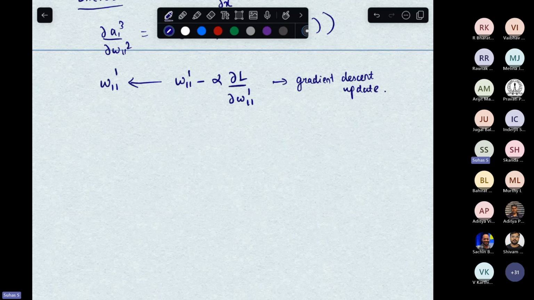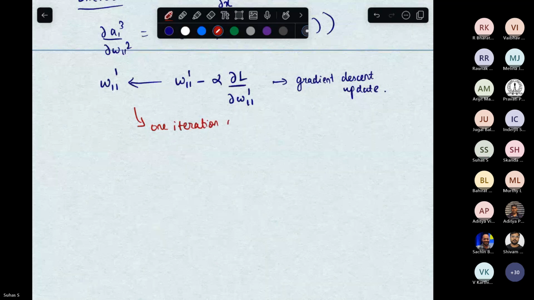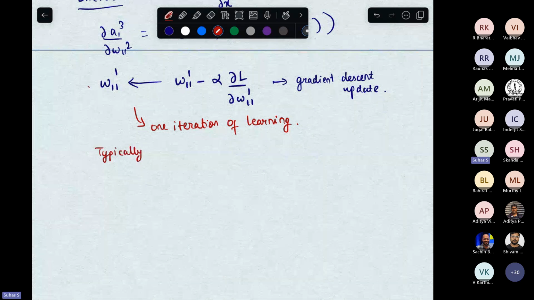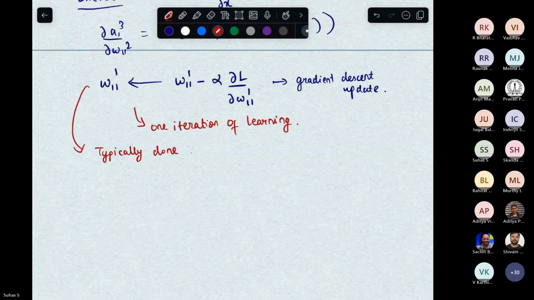So this is typically done multiple times. So this is one iteration of learning, and typically you do multiple iterations. So this is typically done multiple times until the weight converges, or until convergence.